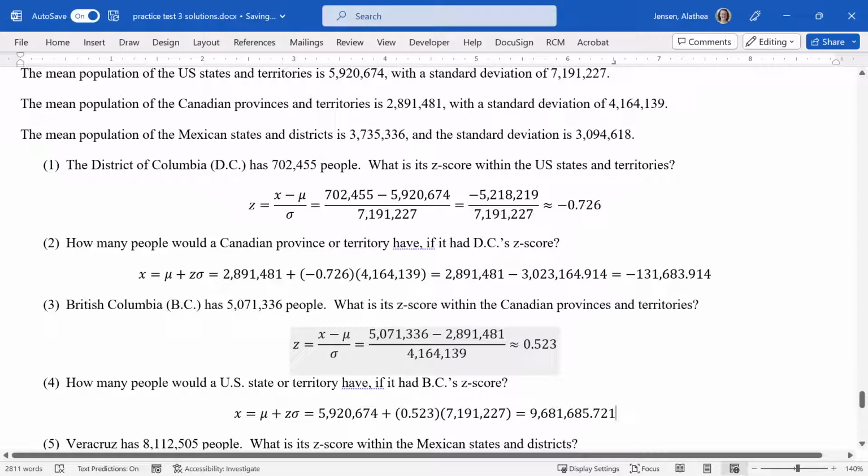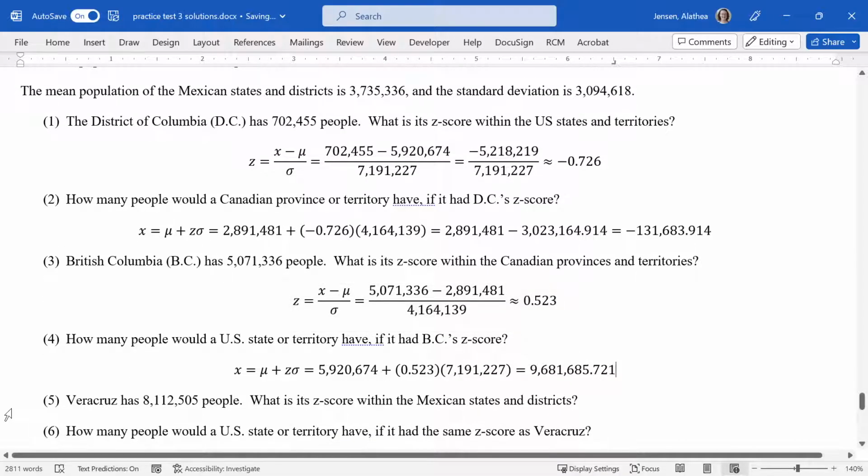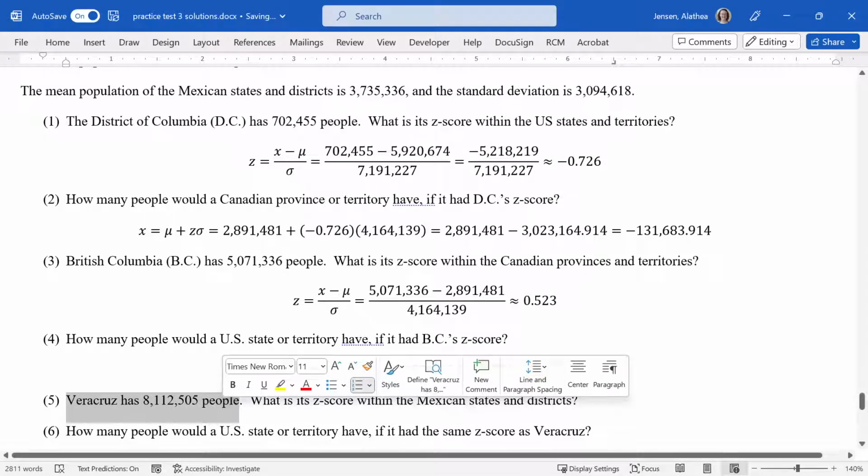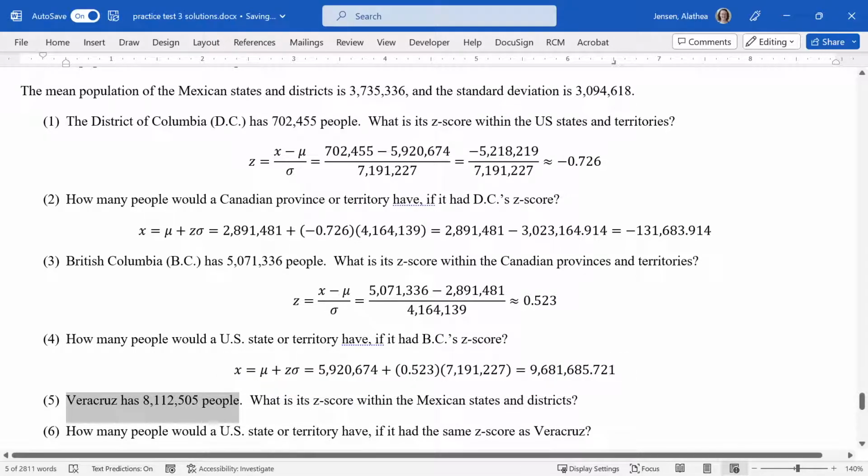All right, so number 5 and 6 are about Mexico. So Veracruz, which is one of the Mexican states. By the way, did you guys know that Mexico is Los Estados Unidos de Mexico? Yes, they're also the United States of Mexico. So Veracruz is one of the states, and they have 8 million and some people. What is its z-score within Mexican states and districts?